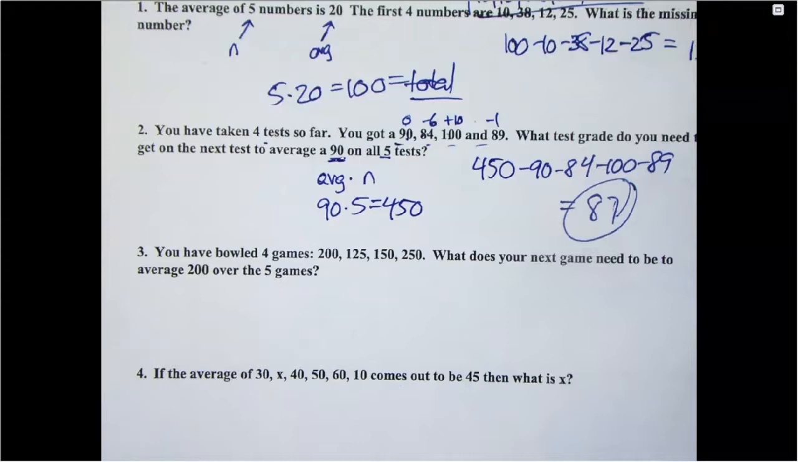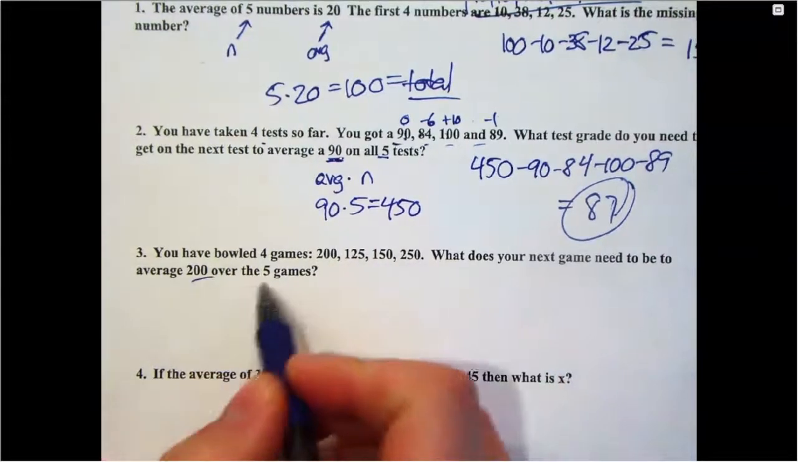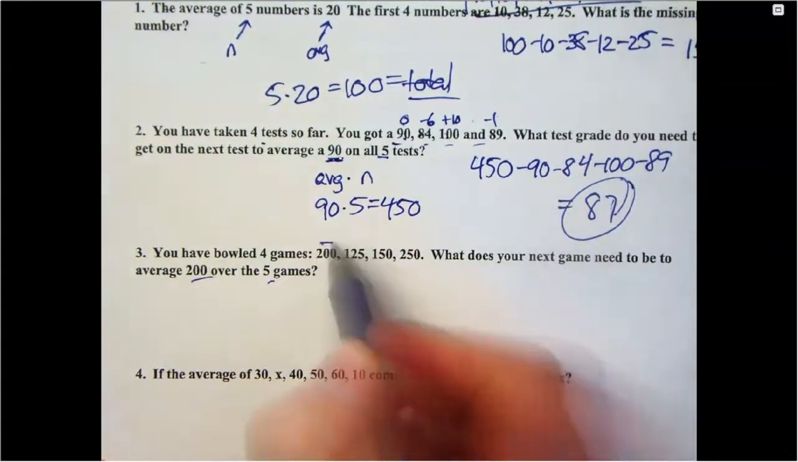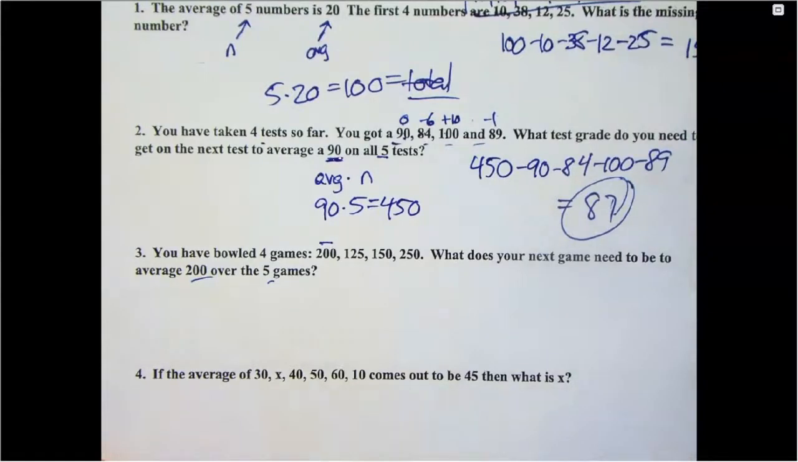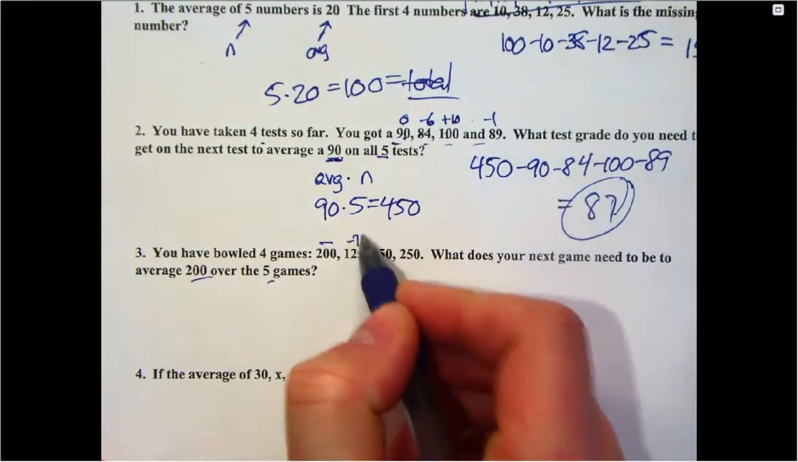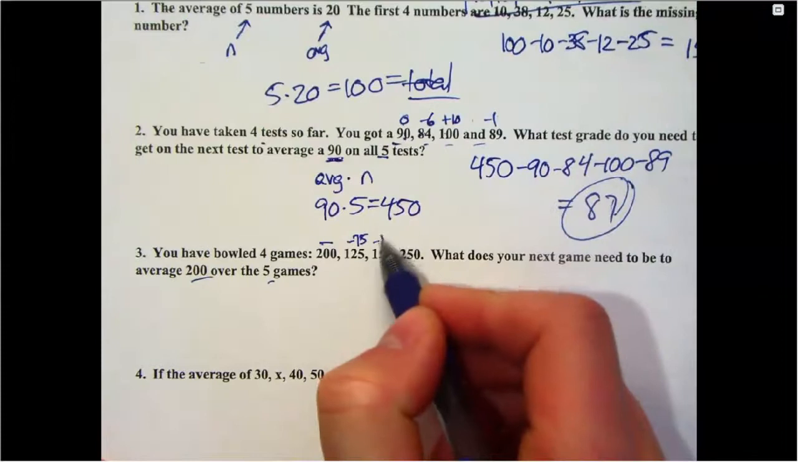Grab a worksheet anyway. So if I want to do that method again, then I'll do like the normal. My average needs to be 200 over 5 games. Well, I'm flat. 200, that's right on my average. I'm 75 below. I'm 50 below.